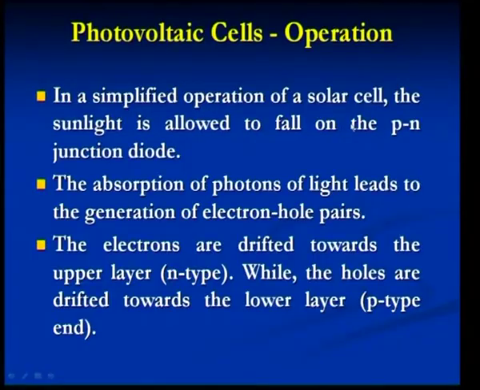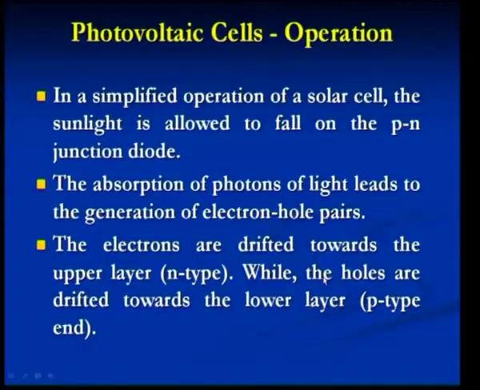In a very simplified operation of a photovoltaic cell, otherwise called a solar cell, sunlight is allowed to fall on the p-n junction diode. The absorption of photons from the light leads to the generation of electron hole pairs. As many electrons as are getting shifted, so many holes will also be simultaneously formed. So, you can always call them electron hole pairs.